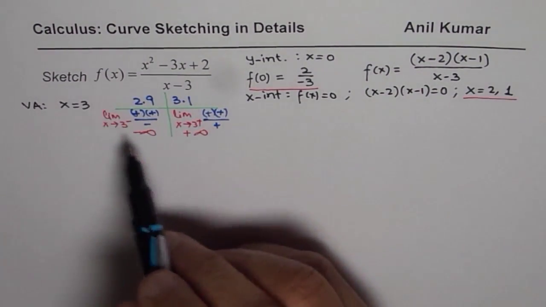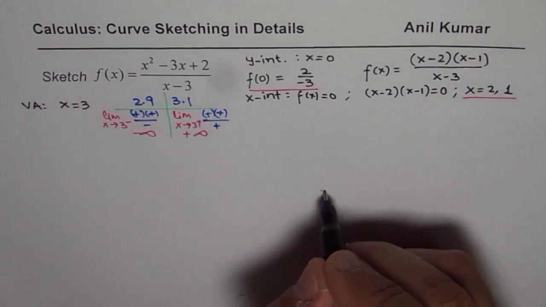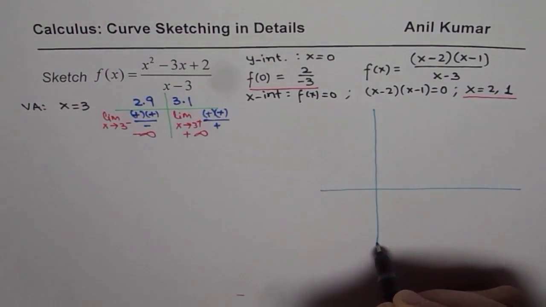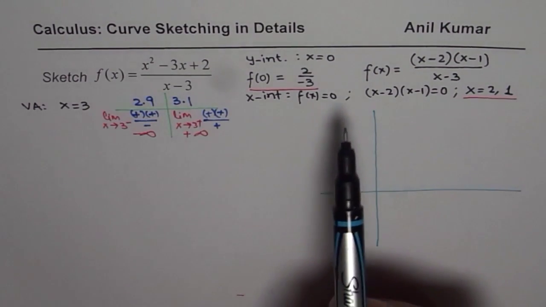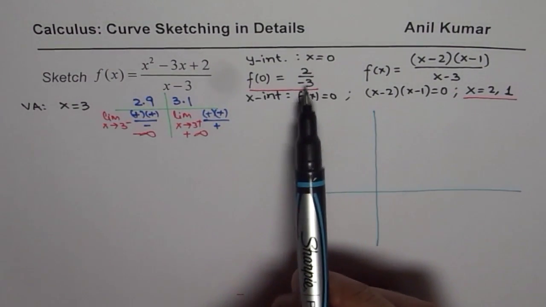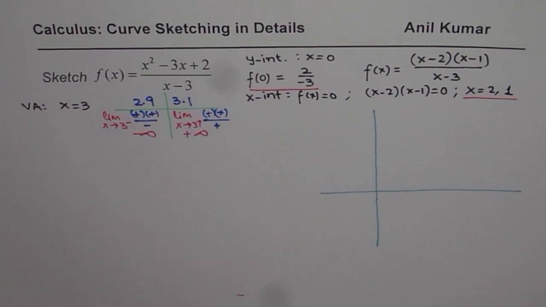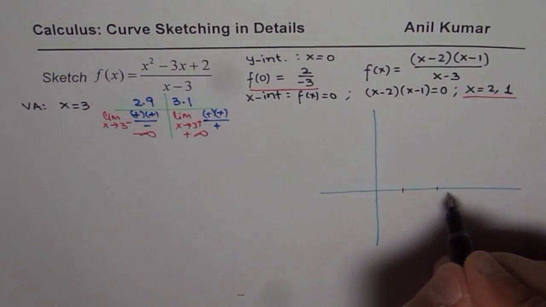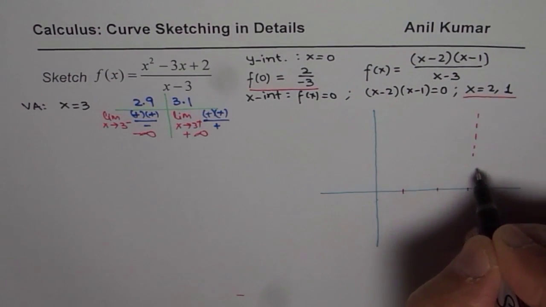Let me summarize all this in a diagram. We'll just sketch one diagram here. So let us say that is the diagram. In this particular case, we found that our y-intercept is somewhere here, and we do have a vertical asymptote. So let me draw the vertical asymptote. Let's say this is 1, this is 2, and this is 3 for us. So I'm drawing a vertical asymptote at x equals 3.